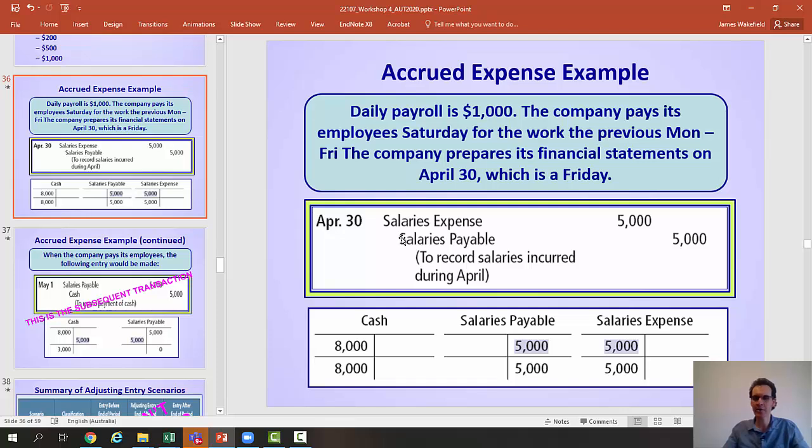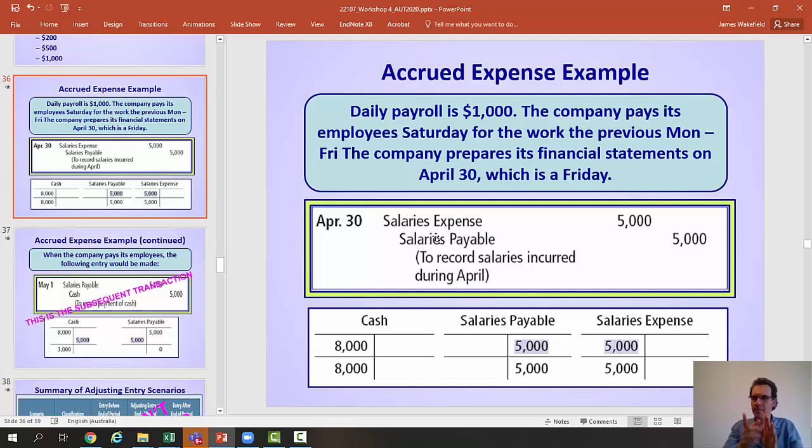And you would credit salaries payable of $5,000 to recognize the fact that you owe employees this money, but you have yet to pay for it. Now, I know what some of you are saying. You're saying, well, why is the salaries expense we are recording only related to the week prior to the preparation of the financial statements and the year end, or the financial period end in this case? Why is that the case?